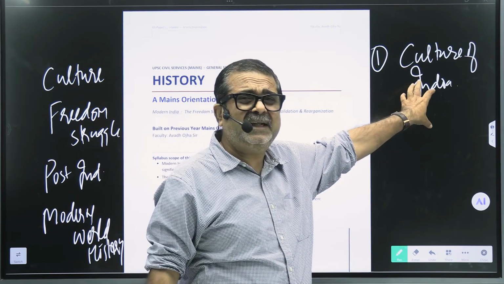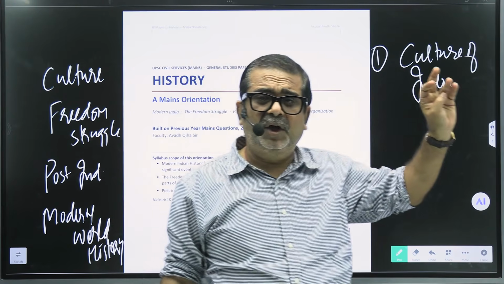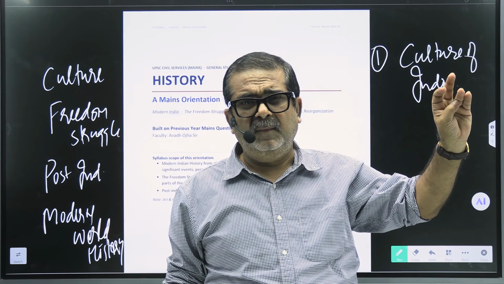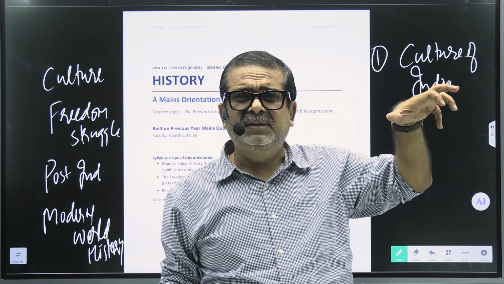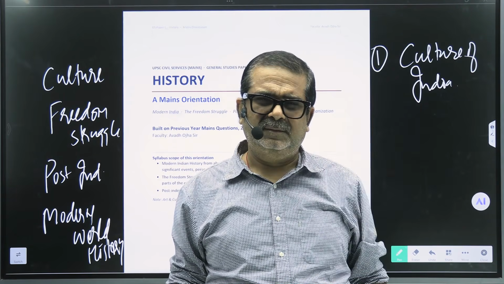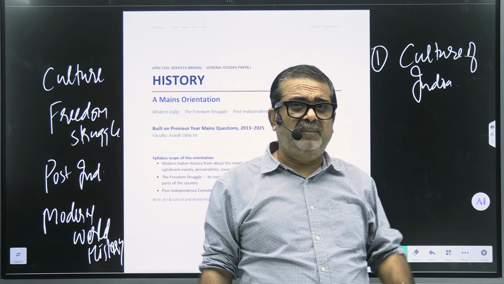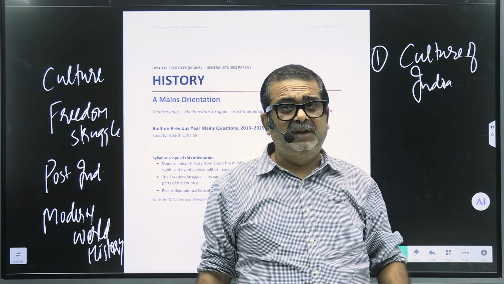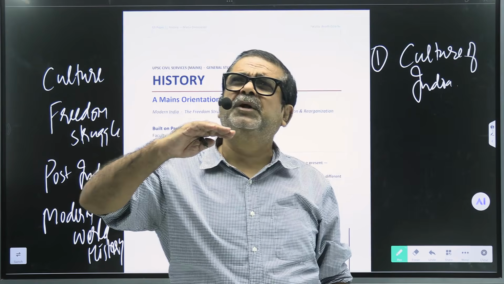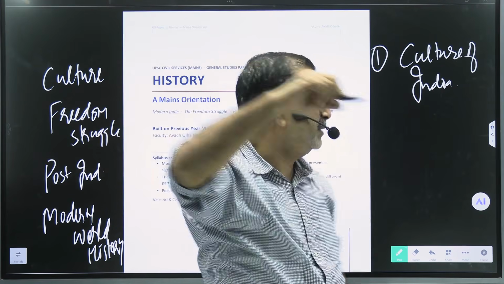So culture basically tells about social structure, economy, geographical condition, etc., etc. Philosophy. Gupta period. What is the most important part of architecture in Gupta period? Temples. Post-Gupta, the temple architecture reaches its peak. So what is the message there?